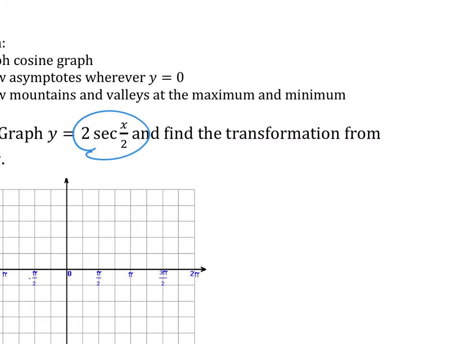Let me help you do this one together. So this is 2 secant x over 2. So what you're going to do is change it. So this is 1 over cosine x over 2. Notice how I put the 2 there.